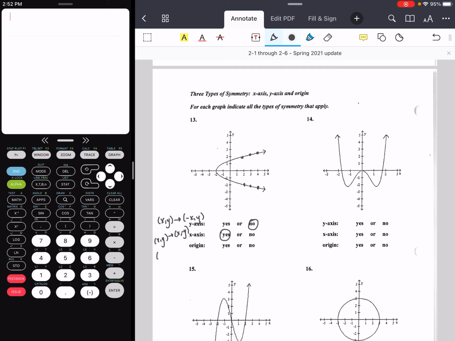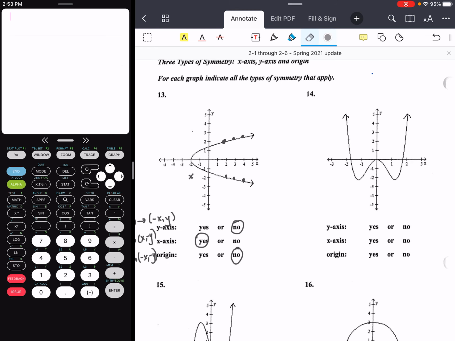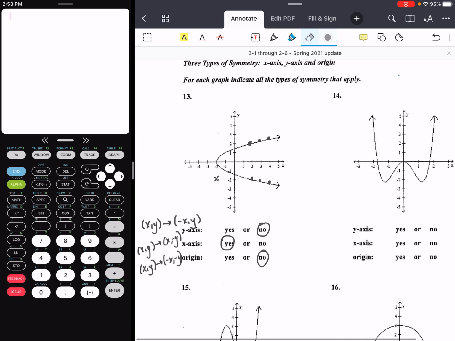And then origin symmetry: for every x, y, we should have a matching negative x, negative y. So here it looks like we have a 2, 2. That means we should have a matching negative 2, negative 2, and we don't. So I don't see origin symmetry. Okay. So for number 13, it doesn't have y-axis symmetry, which means it's not even. It doesn't have origin symmetry, which means it's not odd.